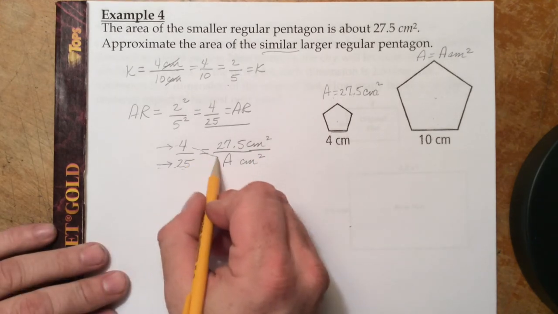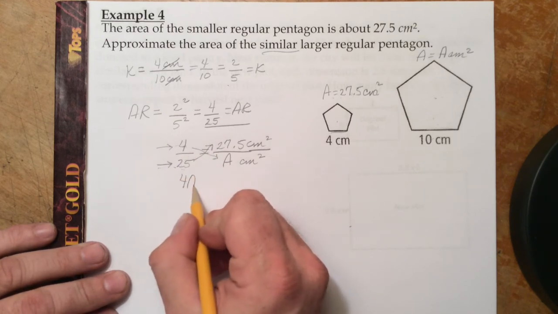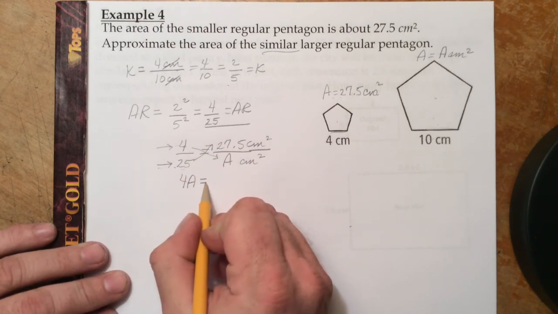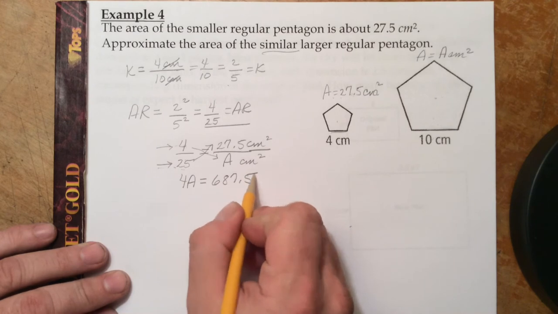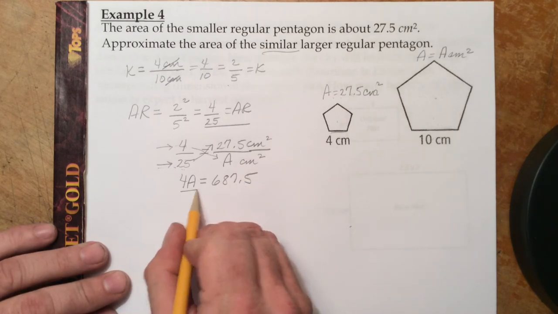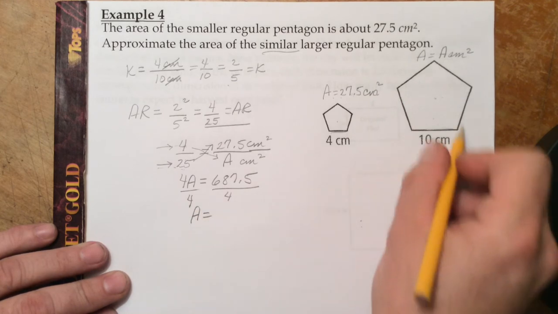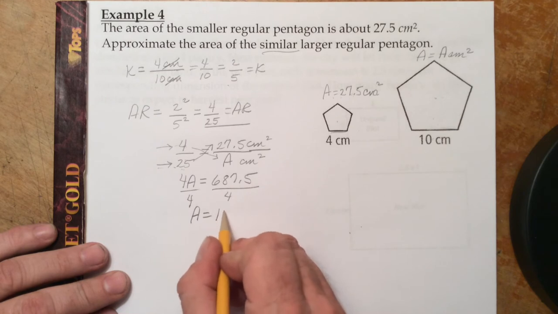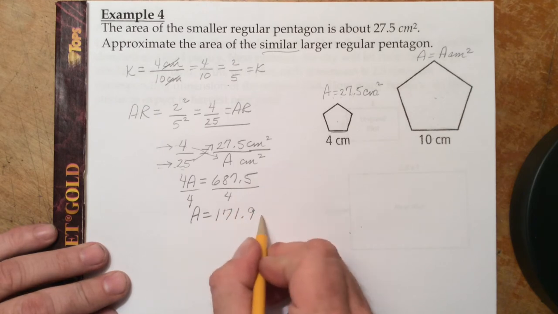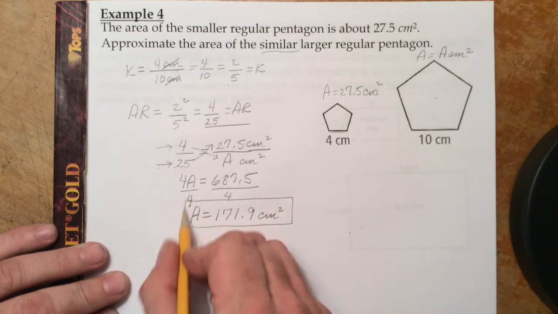Now we simply cross multiply. 4 times A is 4A, and 25 times 27.5 is 687.5. Solving for A, divide both sides by 4. And the area of this larger figure is 171.9 square centimeters. This is the area of the larger pentagon.